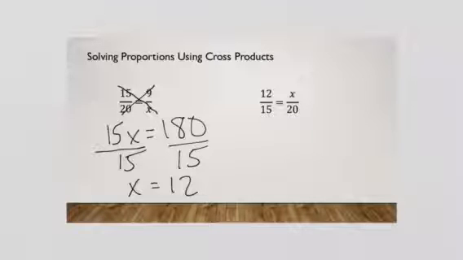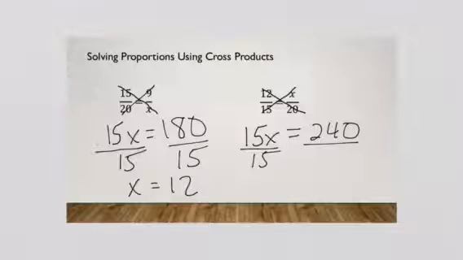So let's try it on this one. 12 and 20, 15 and x. So once again, we have 15x, kind of popular today. And then we'll do 12 times 20, and we'll get 240. It's a one-step equation, so now what we do is divide by 15. So you're going to do 240 divided by 15, and you get x equals 16. So basically what you do is you're just multiplying cross products and then solving the equation that results.